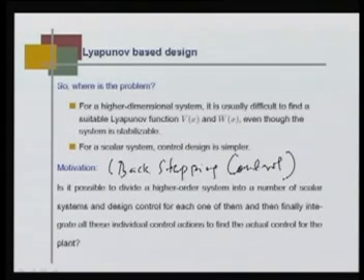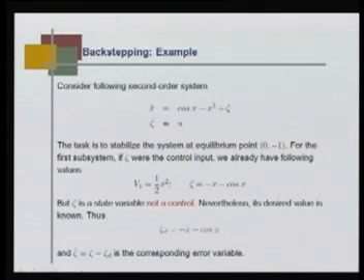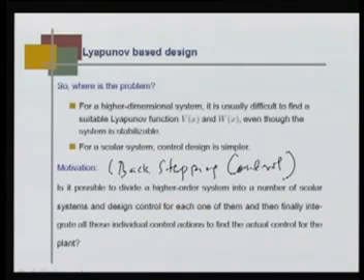Is it possible to divide a higher order system into a number of scalar systems and design control for each one of them, and then finally integrate all these individual control actions to find the actual control for the plant?